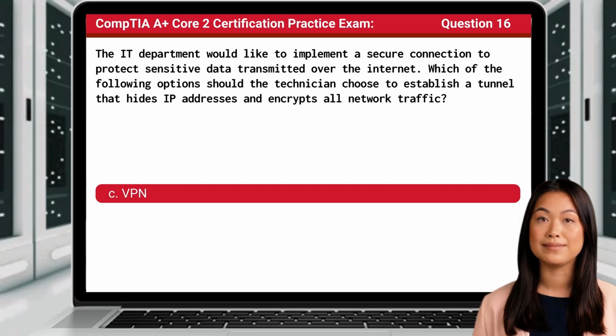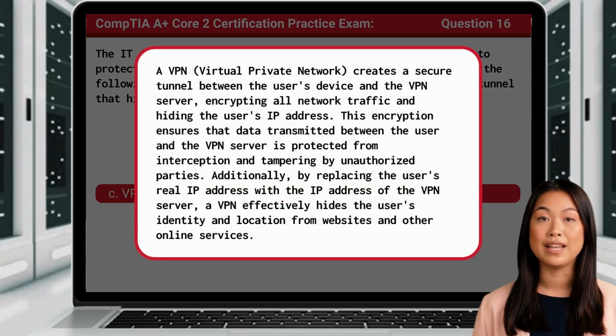The answer is C. VPN. A VPN creates a secure tunnel between the user's device and the VPN server, encrypting all network traffic and hiding the user's IP address. This encryption ensures that data transmitted between the user and the VPN server is protected from interception and tampering by unauthorized parties. Additionally, by replacing the user's real IP address with the IP address of the VPN server, a VPN effectively hides the user's identity and location from websites and other online services.